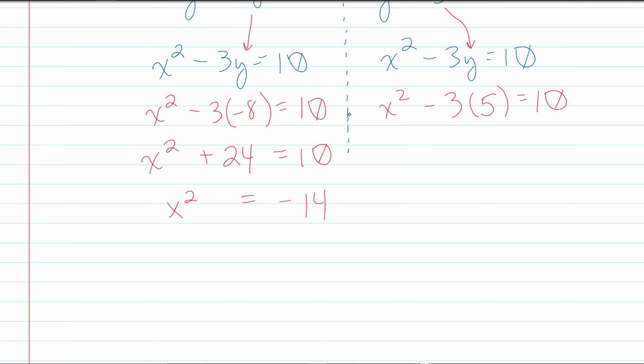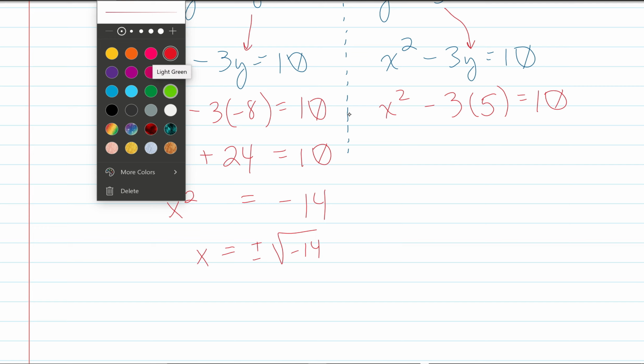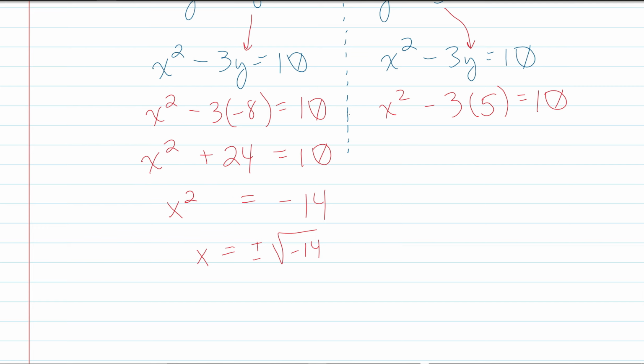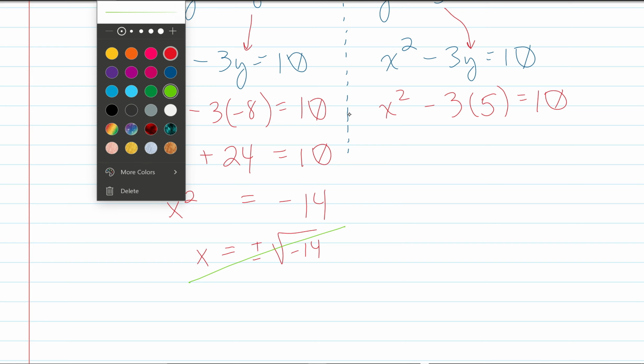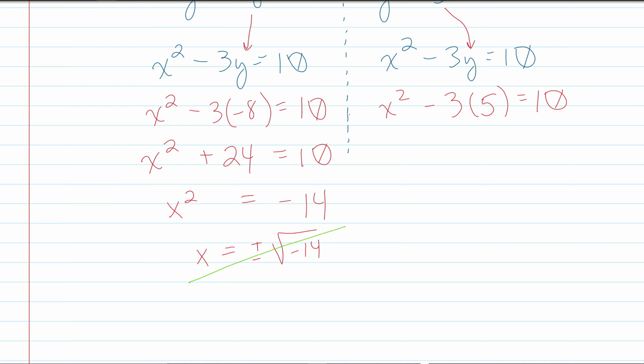To solve this, we use the square root property, take the square root of both sides. But if we do that, we'll get x is equal to plus or minus the square root of negative 14. Alright, so that's not looking good for us, right? Because we can't take the square root of a negative number. If we do, we're going to have to start dealing with imaginary numbers. So this doesn't work for us. We're just going to have to cross that out and go ahead and work through the other side.